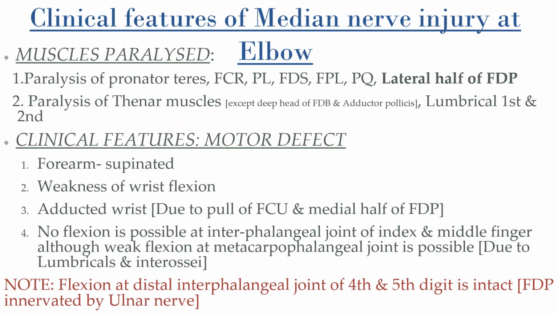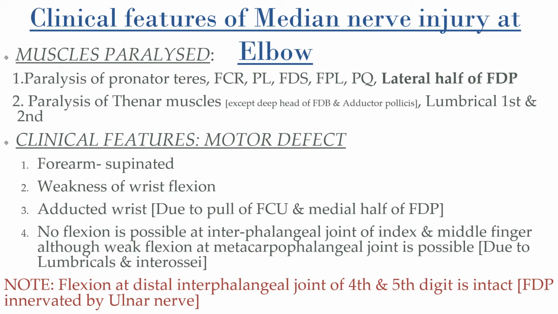When the median nerve is injured at the level of the elbow, then all the symptoms which we saw during median nerve injury at the level of wrist, that is in carpal tunnel syndrome, all those symptoms will be there, and additionally patient will have the following symptoms. This patient will have paralysis of all the long flexor muscles except flexor carpi ulnaris and medial half of flexor digitorum profundus. The patient will come with the following presentation.